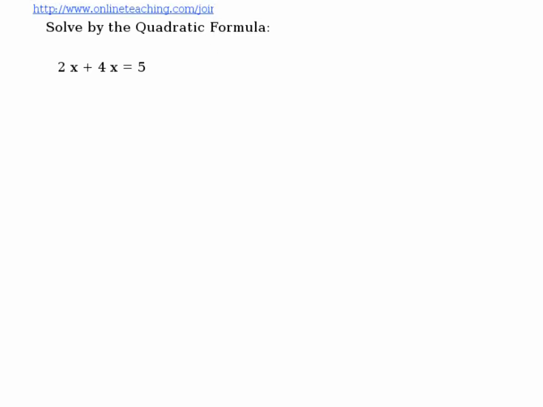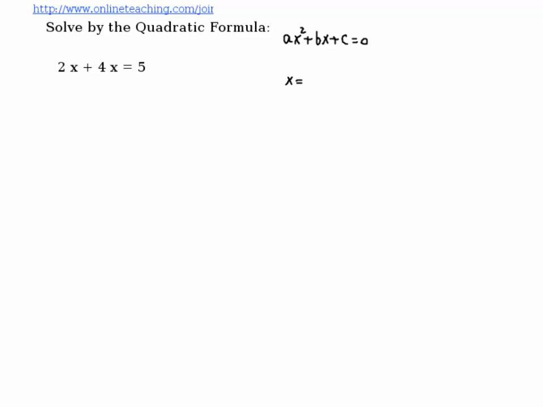Solve by quadratic formula. The first step here is to know the formula. So I have ax squared plus bx plus c is equal to 0. The formula would be x.